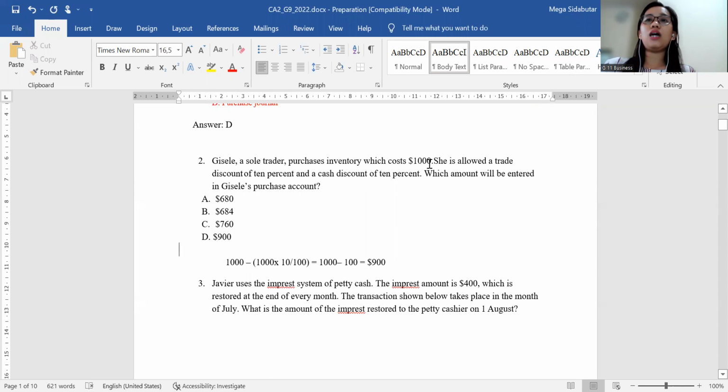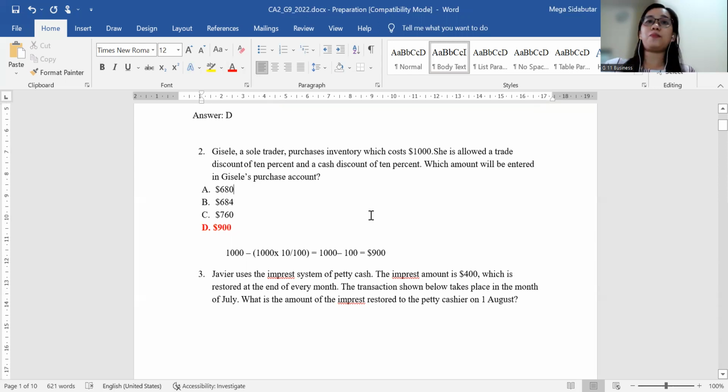So just deduct 10% from 1,000. 1,000 minus 10% is 900. So pretty obvious, the answer for this one is D, 900. Very easy, right? Remember, don't deduct the cash discount.